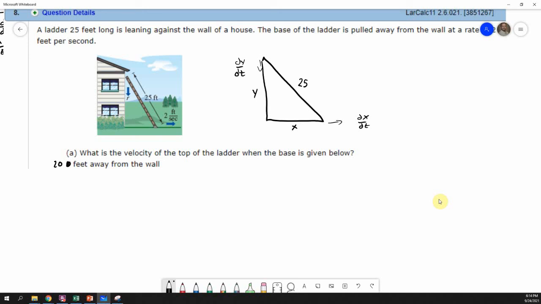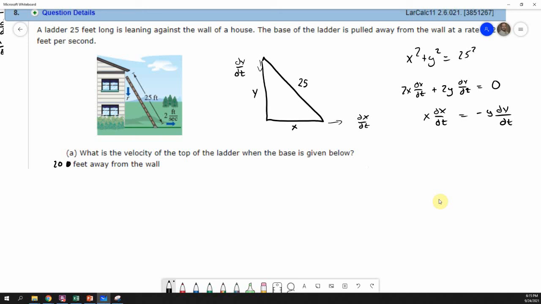Okay? Now, is there some relationship that I can relate x and y together? Well, I know that x squared plus y squared equals 25 squared, right? So if I differentiate this, I get 2x dx/dt plus 2y dy/dt equals 0. So this gives me x dx/dt equals negative y dy/dt. Notice I moved one of them over and I canceled the 2's out.